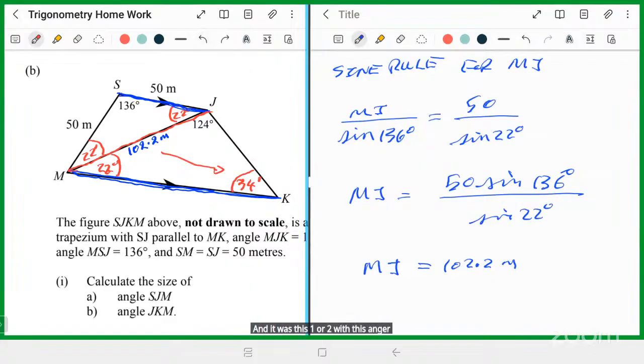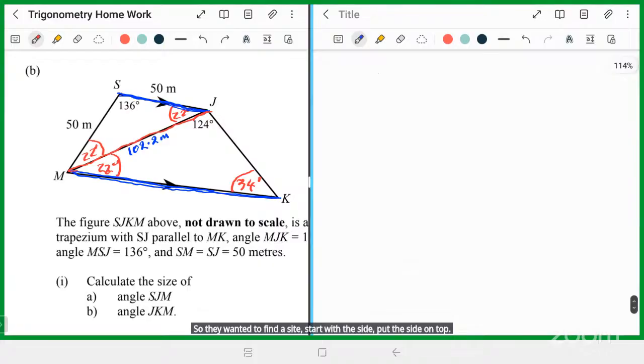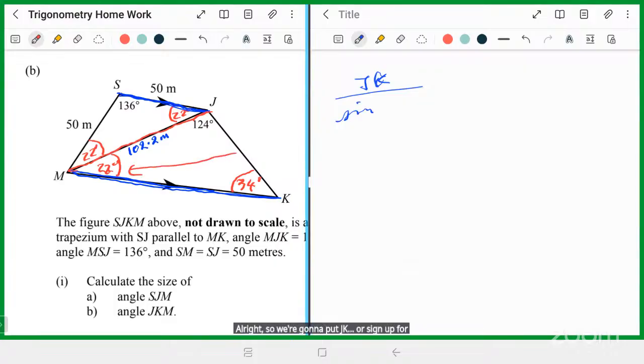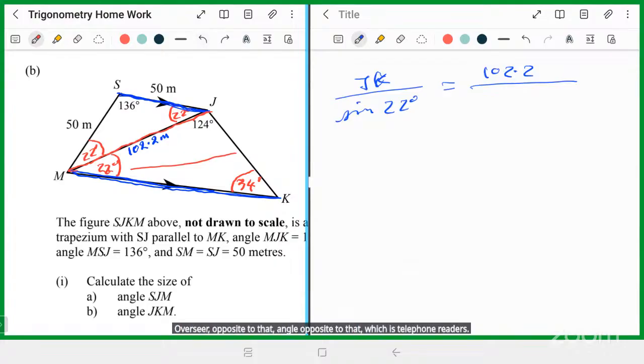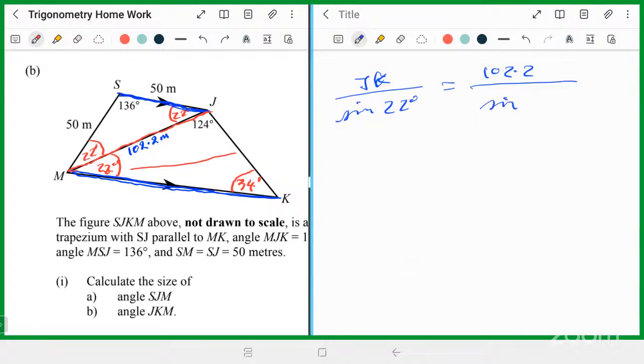So we can use this 22 degrees with this side now, and use this 102 with this angle. So you want to find a side, start with the side, put the side on top. Alright, so we're going to put JK over the sine of the angle opposite JK. The angle opposite JK is 22 degrees. Equals the side that you know, which is 102.2, over the angle opposite to that, which is 34 degrees. And then make JK the subject.